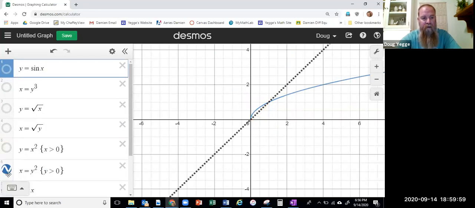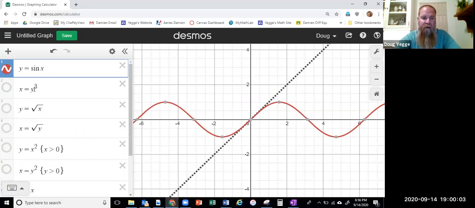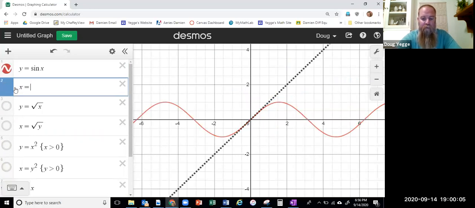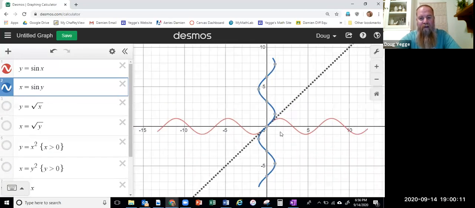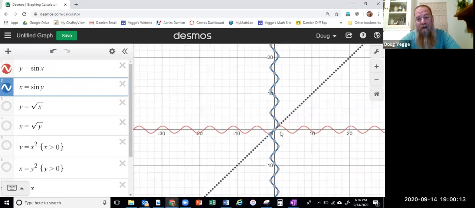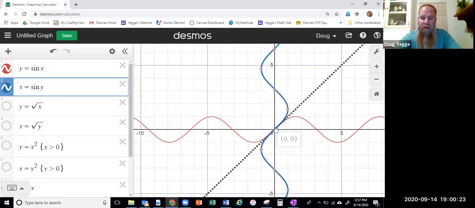Let's look at y equals sine x. So there's y equals sine x, but let's say that we graphed x equals sine y. Notice that x equals sine y is the same function, except now it's riding along the y-axis instead of the x-axis. And the problem is this isn't a function. So what we're going to do is we're going to zoom way in on this.